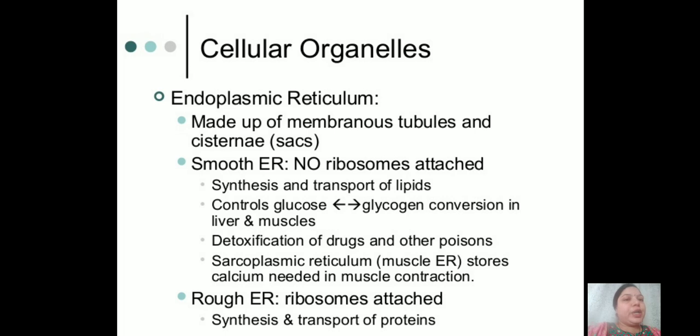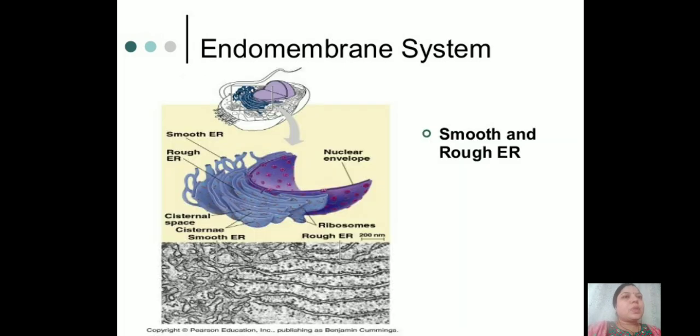Rough endoplasmic reticulum is the one to which ribosomes are attached. These ribosomes are of the 70S type, and it helps in synthesizing and transporting proteins. These are the structures of smooth endoplasmic reticulum and rough endoplasmic reticulum.